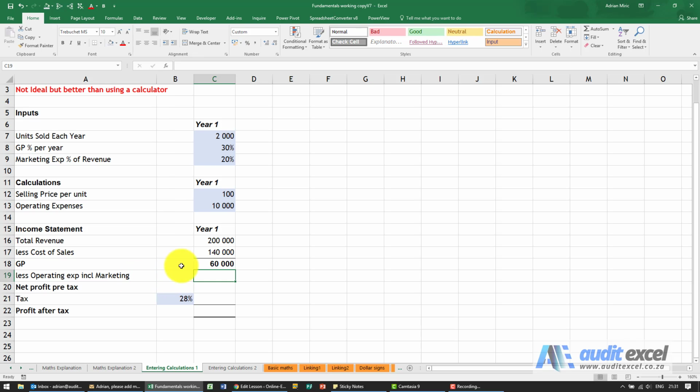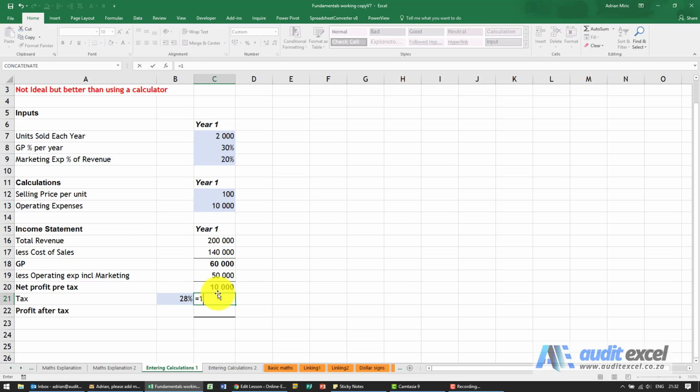Operating expense, including marketing. Marketing expense is 20% of revenue. We've got 10,000 Rand there. So again, you can see plus 20% of revenue, which is 200,000. Net profit pre-tax equals the 60,000 minus 50,000. So you can see it's just a case of entering exactly what you do in a calculator.